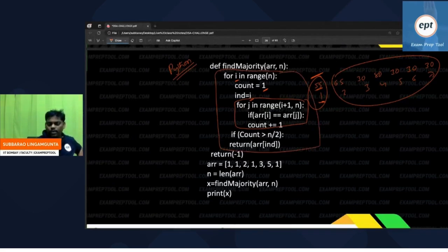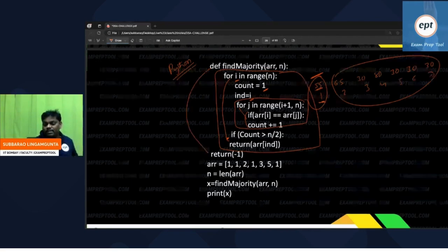This loop is going on, right? Remember, this code belongs to this. This code belongs to this, right? So this code belongs to this. Please be careful with the spaces. In Python programming, spacing is important. You have to give spacing properly.